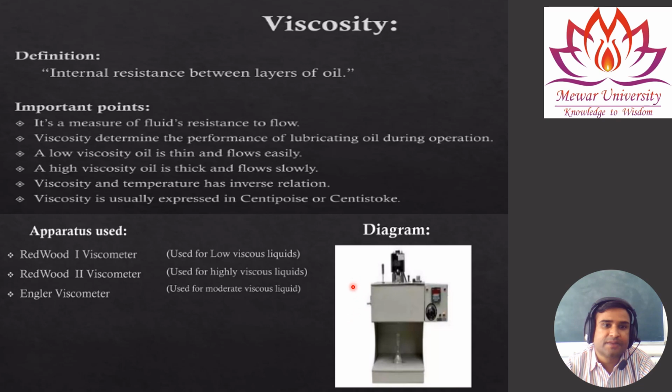This is the apparatus that is used to measure viscosity: the Redwood viscometer. We have the Redwood 1 viscometer, the Redwood 2 viscometer, and then the Engler viscometer. The Redwood 1 viscometer is used for low viscous fluid, the Redwood 2 viscometer is used for highly viscous liquid, and the Engler viscometer is used for moderately viscous liquid.